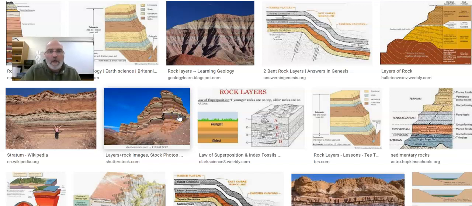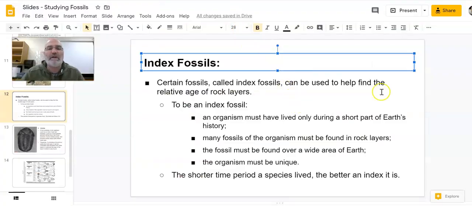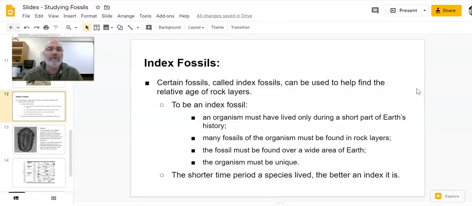If we want to know how climate has changed over time, if we want to know how the position of a continent has changed over time, then we have to be able to know the date of the rock that we're studying. And so index fossils help us to do that. Here's what an index fossil is. An index fossil has to meet 4 criteria.